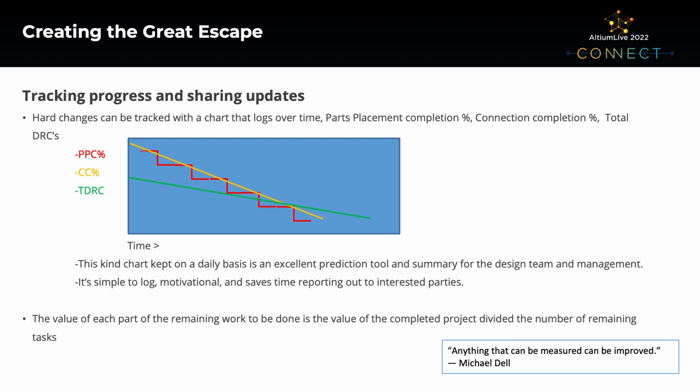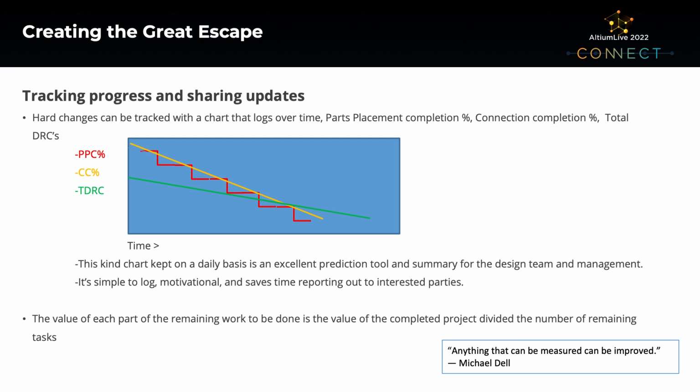So, tracking progress and sharing your updates. Hard changes can be tracked with a chart that logs over time. You want to have your parts placement completion, your connection completion, and then your total DRCs left. If you put a chart like this together, you can see and predict how long it's going to take to finish that design up. You can see the completion percentage is going to get better and better as you route more of the project. Your parts placement is going to get better and better as those parts are on the board. And the total number of DRCs is going to come down as that board gets more and more finalized and ready to produce.